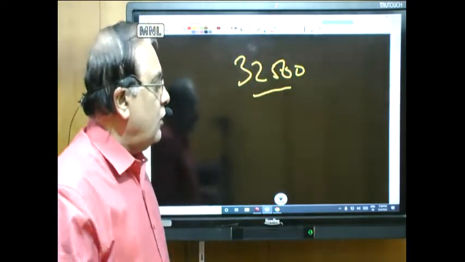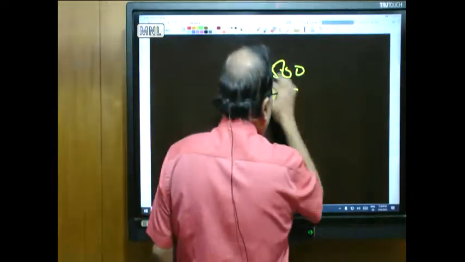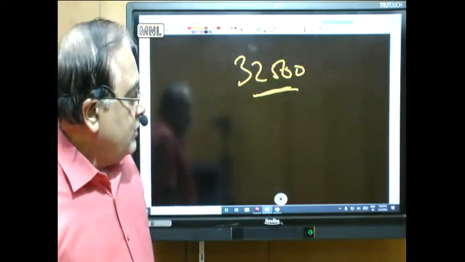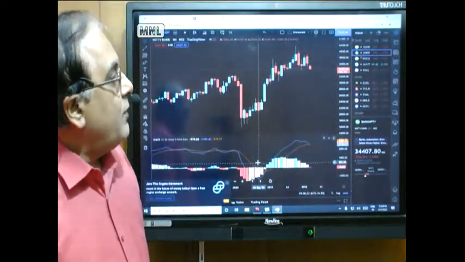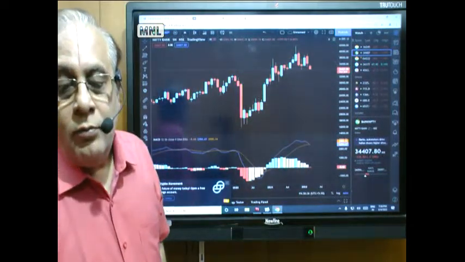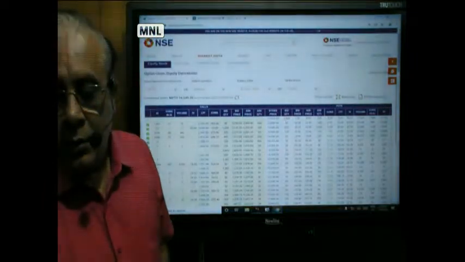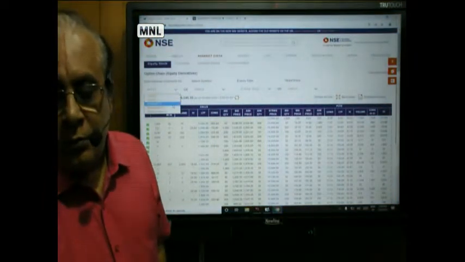Now if it goes to this, to what extent can the rally take place from this? So what is the view right now? How much can happen for Bank Nifty? Now let's look at the Bank Nifty option to know the volatility in the option.